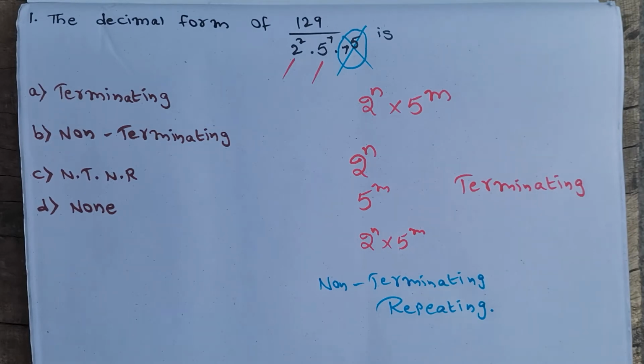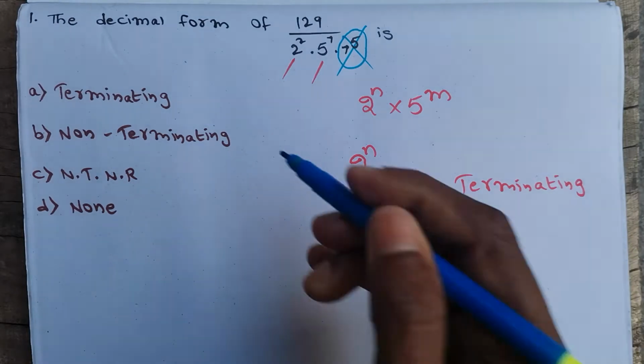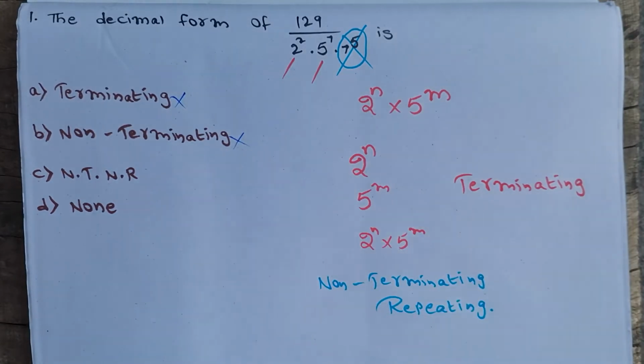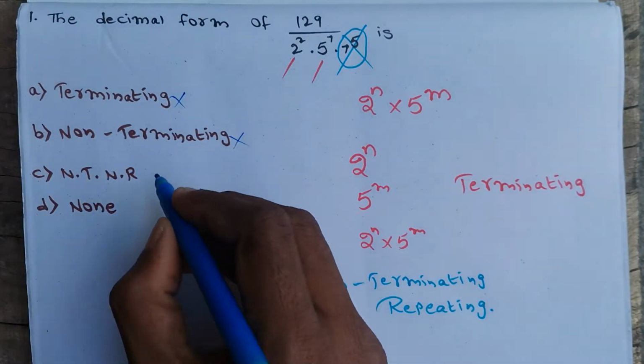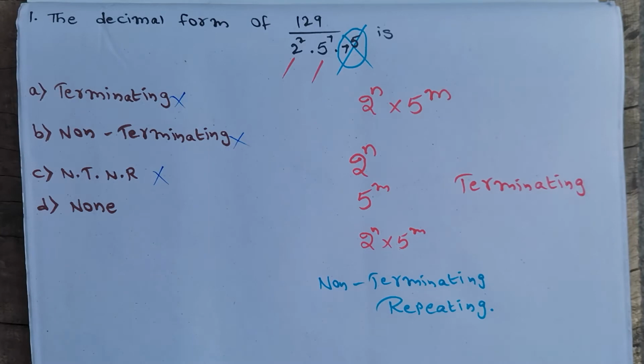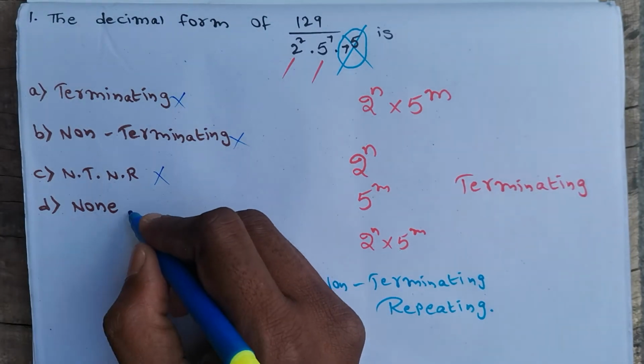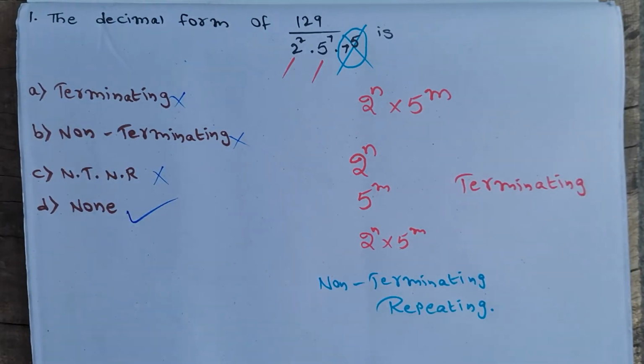Then let us check all 4 options. Option A is terminating, no. Option B is non-terminating. In option B he mentioned only non-terminating, so we should not confirm this as the correct option. So this is a wrong option. Next, option C, non-terminating non-repeating, no, it is repeating. So no option matches, and the correct option will be none of the above, because that is a non-terminating repeating type of decimal. Okay, let's check the next question.